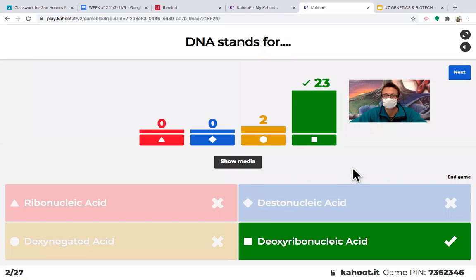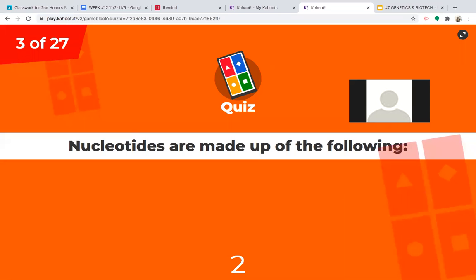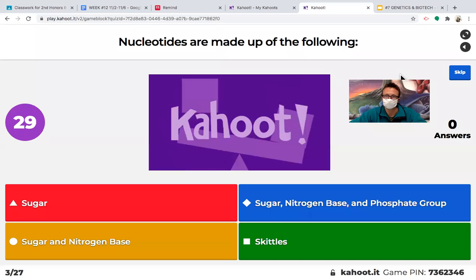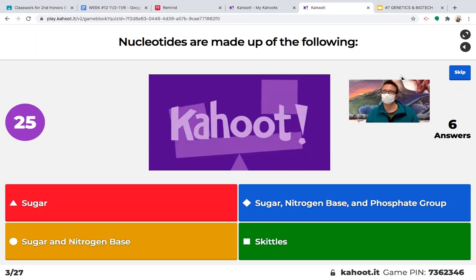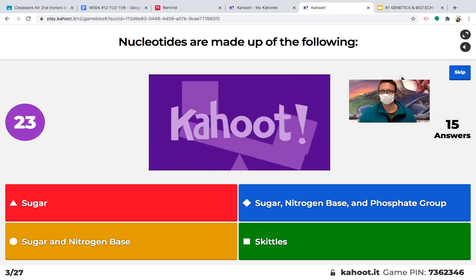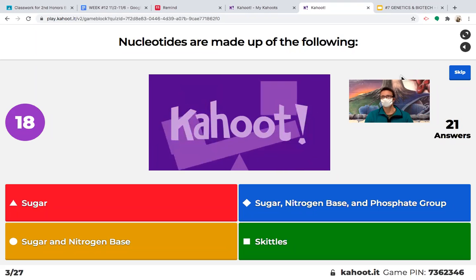All right. And we're off. All right, nucleotides are made up of the following. So which of these describe the structure of a nucleotide, which would be the building block of larger nucleic acid polymers?